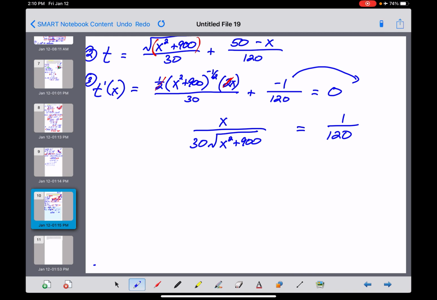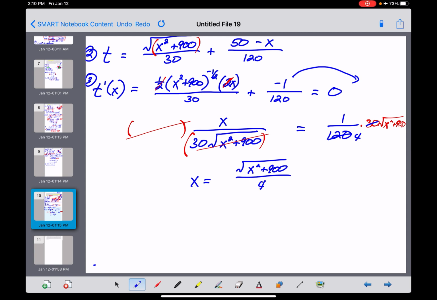Okay, from there, I think I'm going to multiply both sides by the denominator of this thing. So this 30 times the square root of x squared plus 900 is going to end up going over here. And I should do the same thing right here, but I think you guys can see those are just going to cancel. So we're going to get x equals, now a 30 on top and a 120 on bottom is going to leave us a 4 right there. I think this is going to be the square root of x squared plus 900 all over 4.